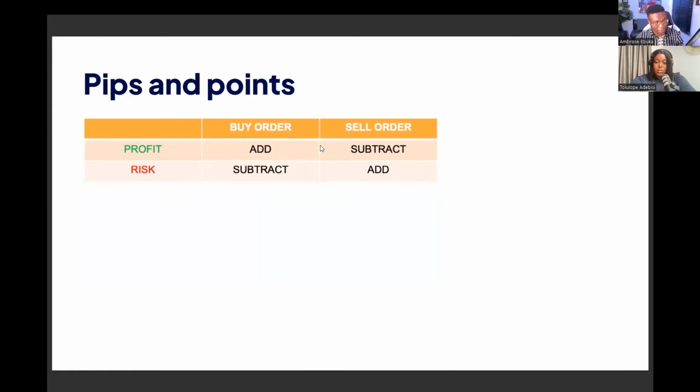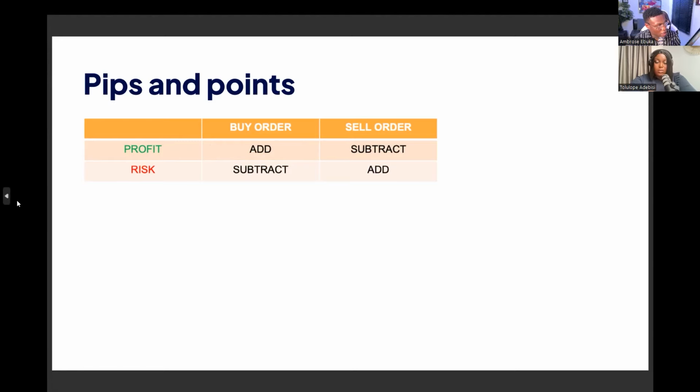Now, for a buy order, because in the markets, you're placing either buys or what? Sell. Exactly. Only two orders you're placing, buy or sell. Even if it's a pending order, you're still either buying or selling. Okay. Now, for a buy order, to calculate your profits, you add.